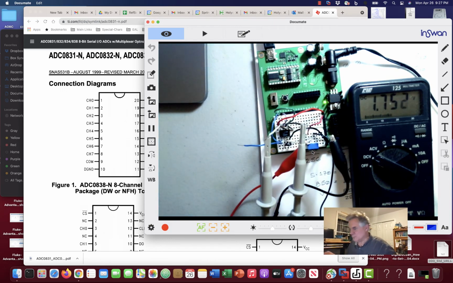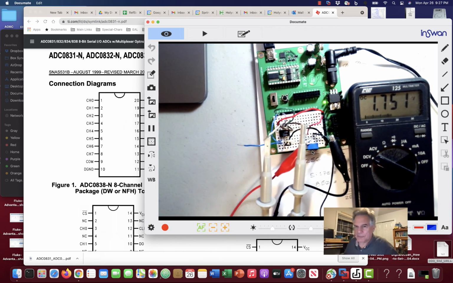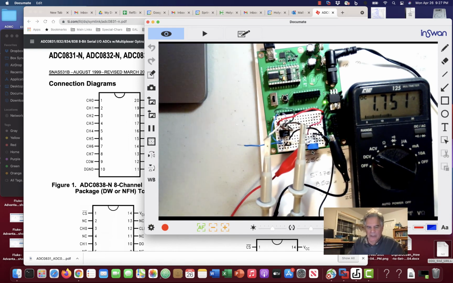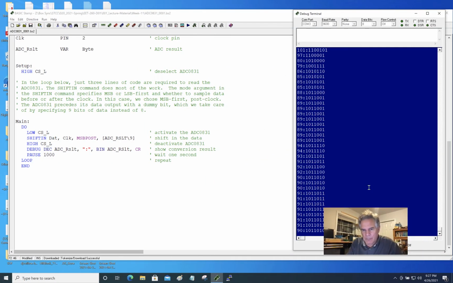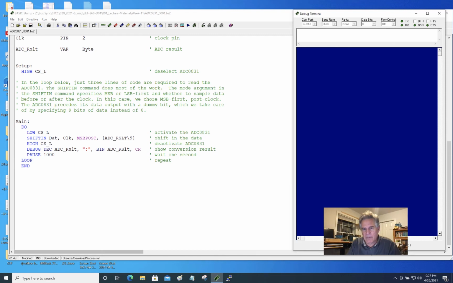There we go, 1 point... let's call it 1.75. Okay, let's go over to our place over here. I'm going to clear it, and we are seeing 91 in decimal, and we're seeing 1011.